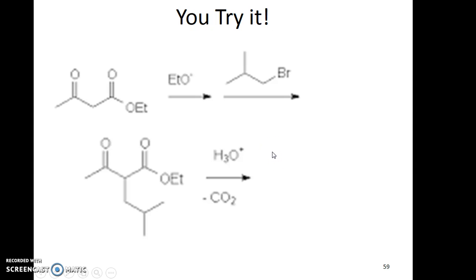What happens if we treat this with acid and heat it? We're going to have decarboxylation. What happens? We lose this, because this is the one that becomes acid, and then it decarboxylates, and we're left with just this product right there.